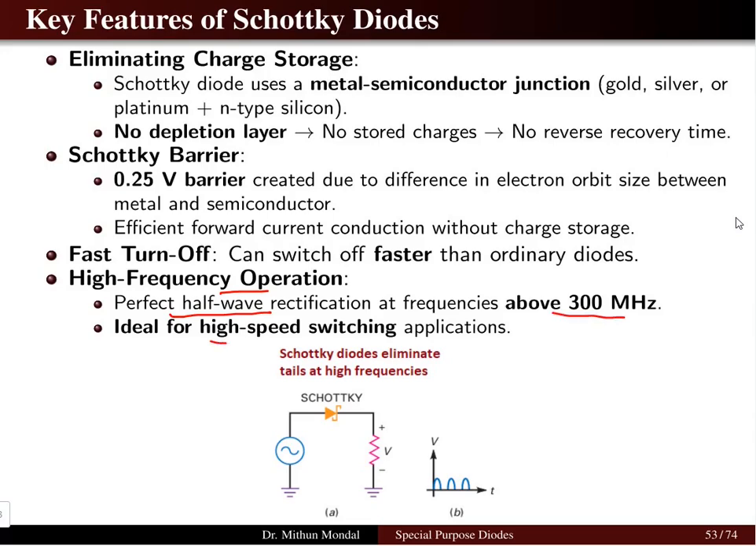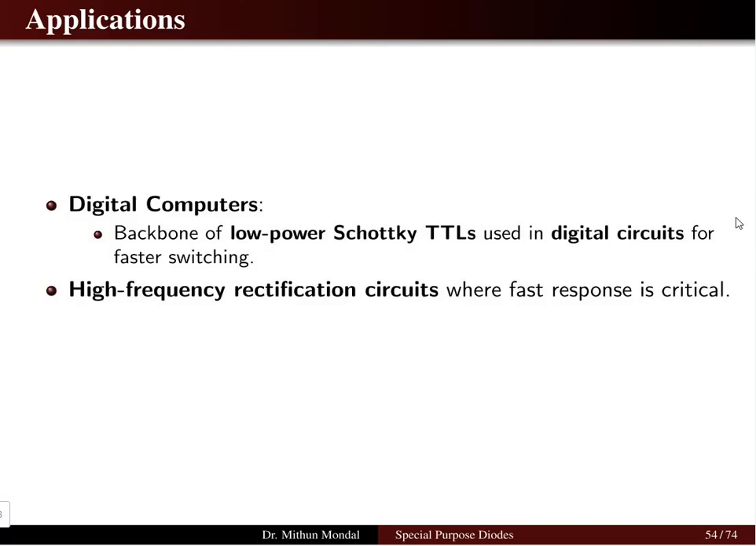It is ideal for high speed switching. Using a Schottky diode, the tails are removed from the negative cycle of the output wave. This is the symbol of the Schottky diode, which differs from the ordinary diode by a letter S. For applications, Schottky diodes are used in digital computers, as the backbone of low power Schottky transistor logic circuits for faster switching. They are also used in high frequency rectification circuits where fast response is critical.